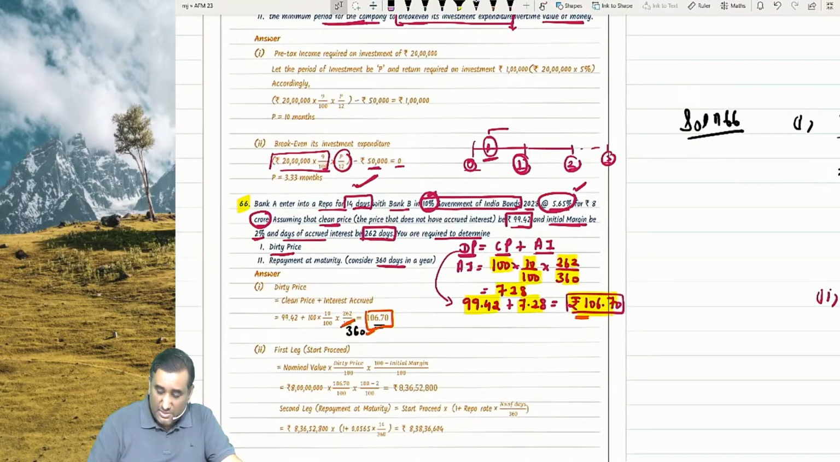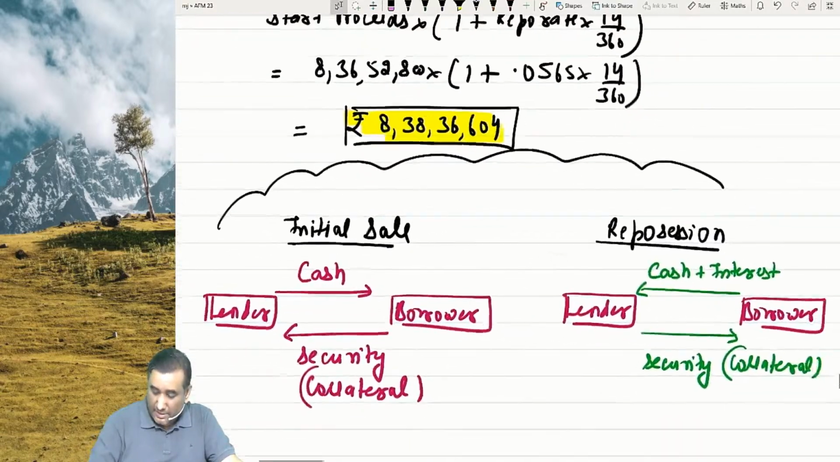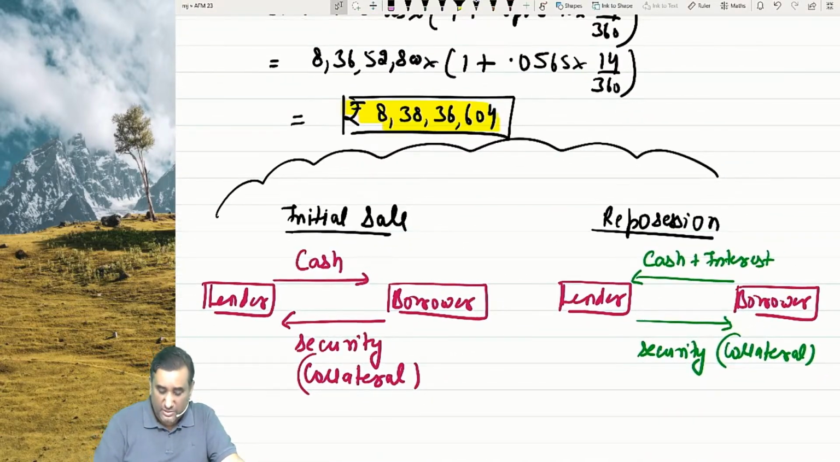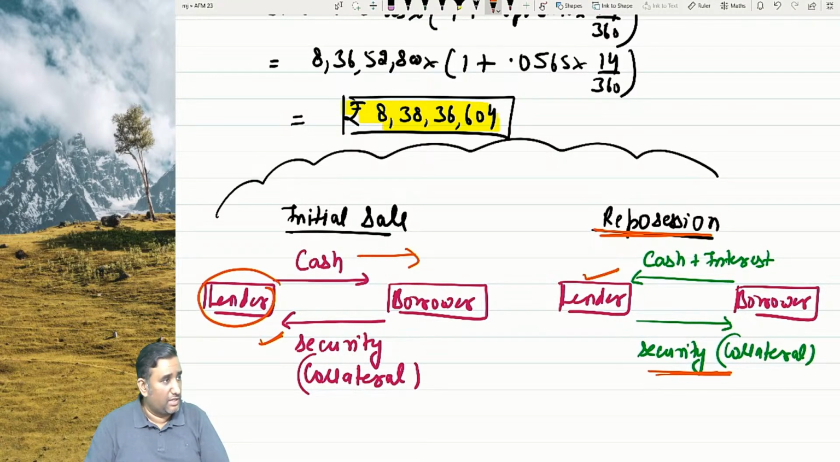Now actually what happens in this process is, if I try to show you the process, for example, a lender will give cash to the borrower and he'll take the security, and then after repurchase time, the borrower will give back cash and interest to the lender, that is 5.65, and he will give back the securities.